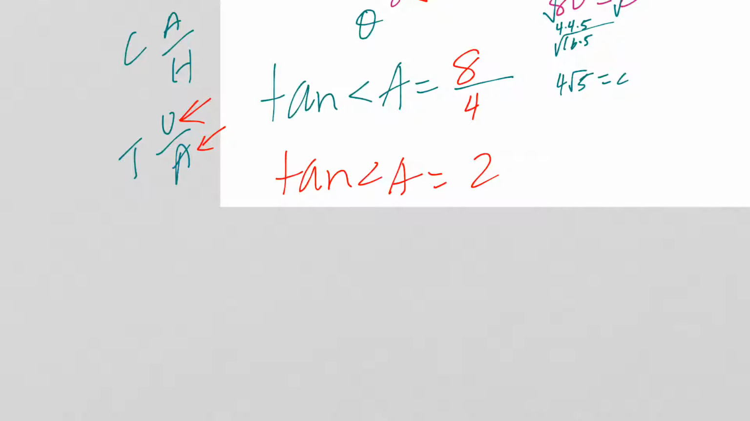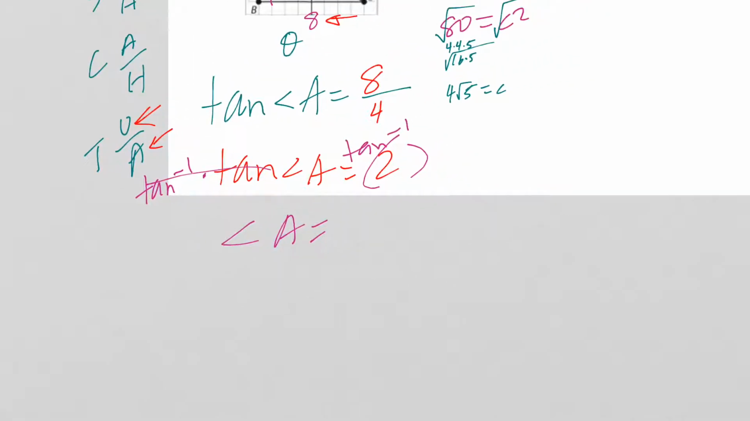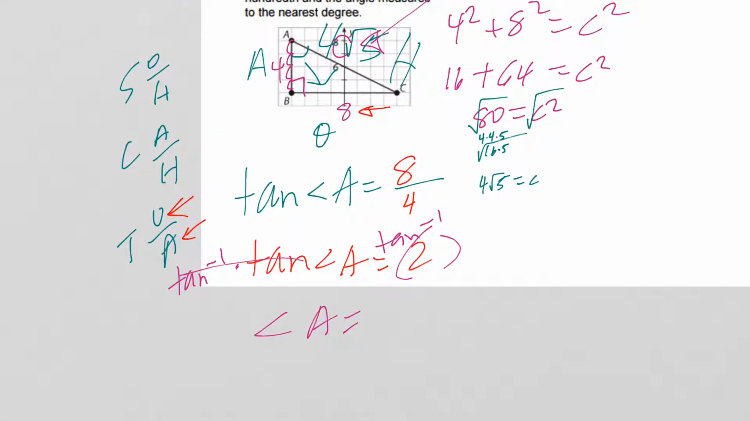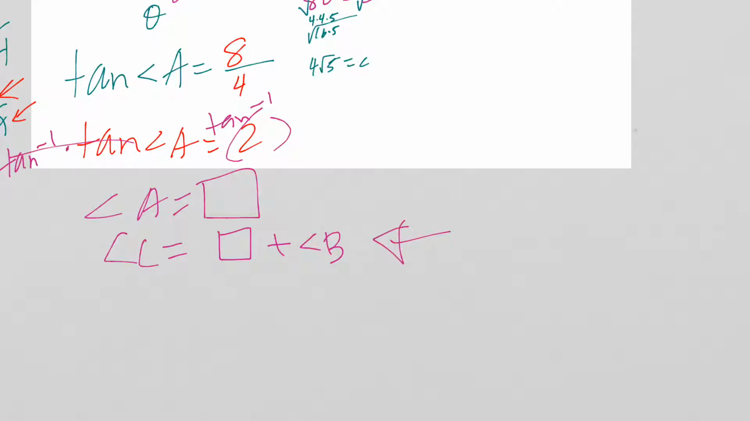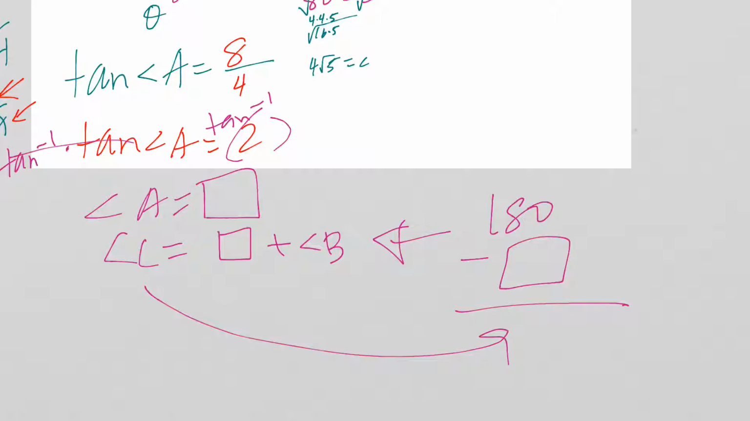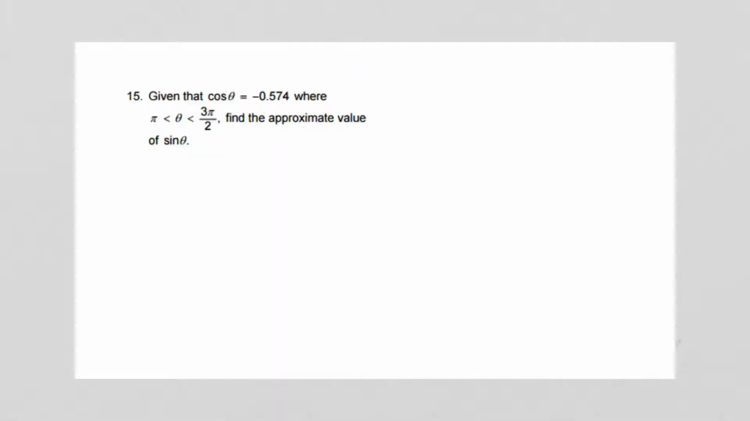To find angle A, I have to get rid of tangent, so I have to use the inverse function of tangent. So using a calculator, you're going to find the inverse tangent of 2. Whatever you get is the measurement of angle A. To find angle C, you're going to add angle A that you found plus angle B, and their sum you're going to subtract from 180. And that'll give you the measurement of angle C.